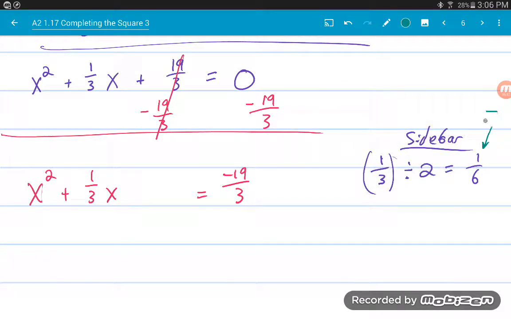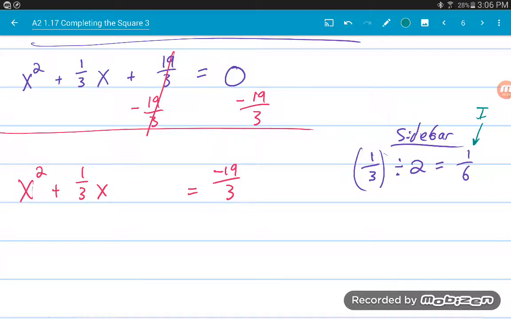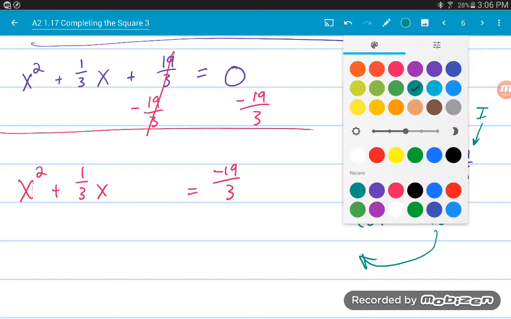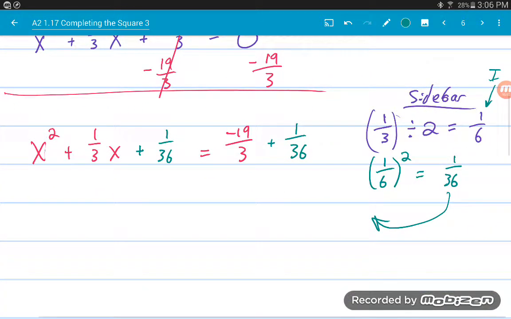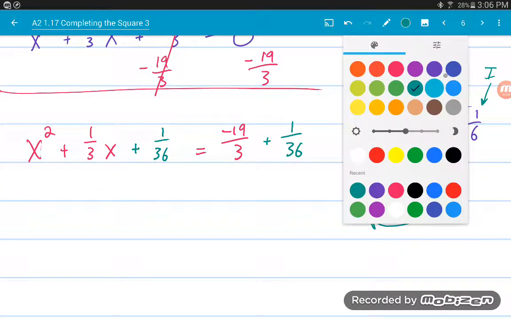So I'm going to put a little arrow with an eye on it. That guy's important. Now that I've finished dividing by 2, I need to square it. 1/6 squared. You can do that in a calculator, and then hit math, enter, enter, and it's going to give you 1/36. I need to add this number back into both sides, so I'm going to put plus 1/36 plus 1/36, and now I can factor the left-hand side.